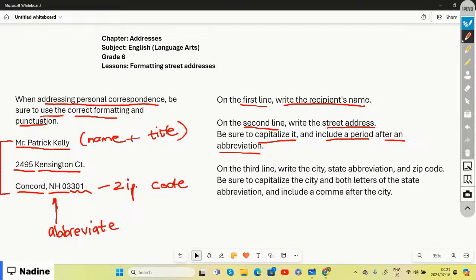All right. And then on the third line, or the last line, right? So on the third line, we need to write down the city. There we have Concord. You need to state the abbreviation, which is NH, right? That's the abbreviation. And you write down the zip code, which is 03301.